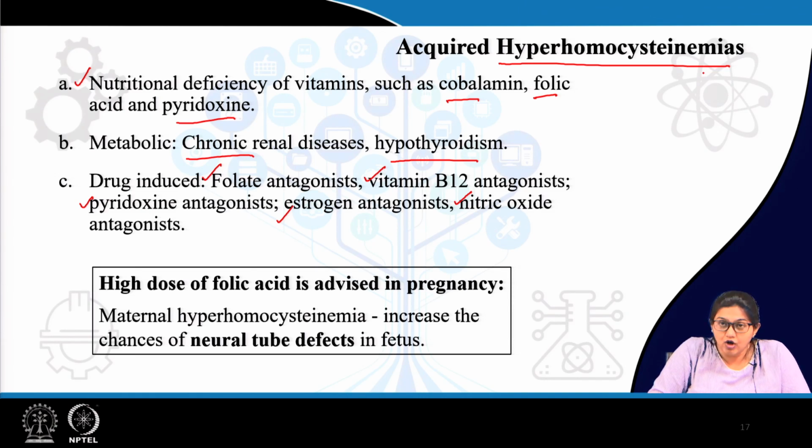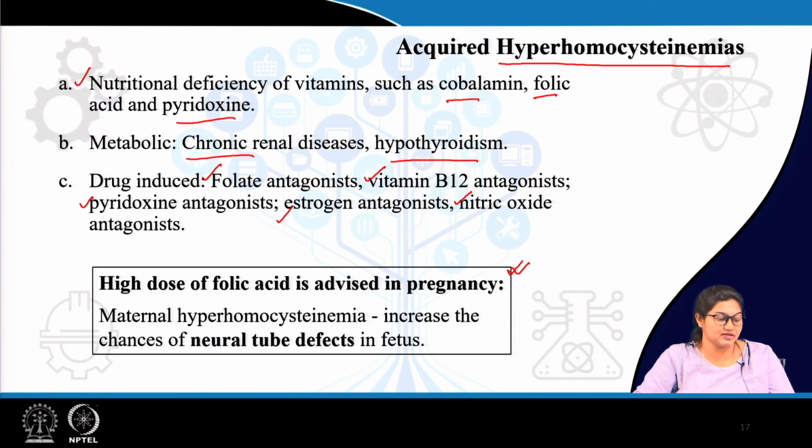Now, remember, hyperhomocystinemia of maternal pattern can give rise to neural tube defects in the fetus. So, a very high dose of folic acid is advised in pregnancy. This is one important question: why is a high dose of folic acid advised in pregnancy? Because maternal hyperhomocystinemia can affect the fetus, causing neural tube defects.